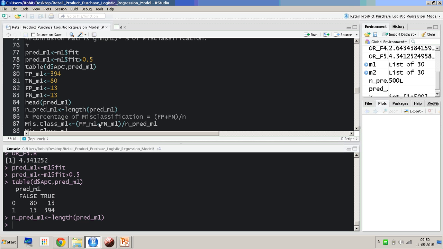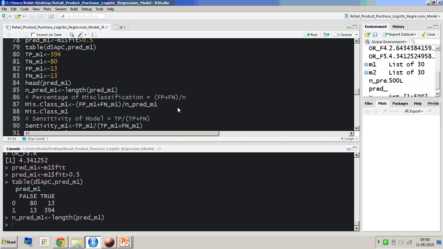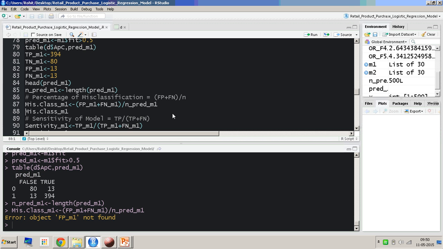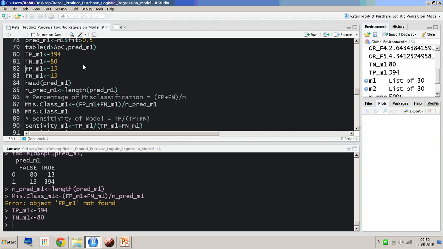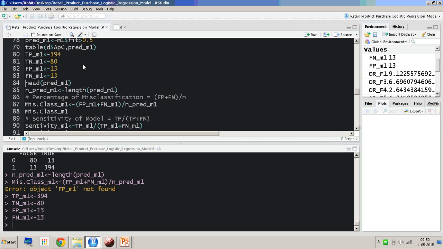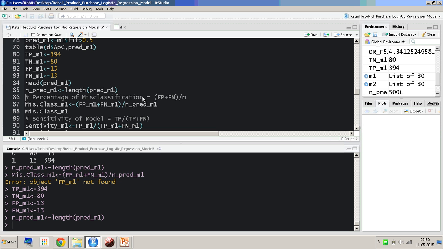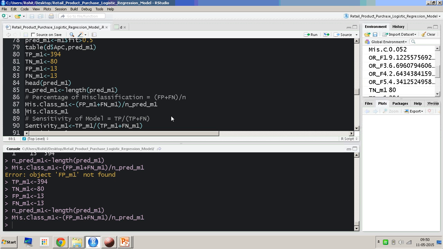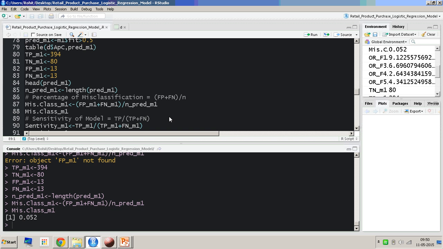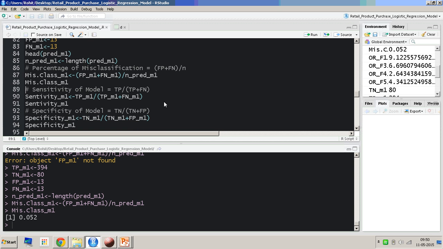So this is the percentage of misclassification. This percentage of misclassification comes out to be, okay, I'll have to first go ahead and input these values. Yeah, that is done. Now the percentage of misclassification is 0.052, which is 5.2%. So it's only 5.2% cases in which our model is misclassifying.